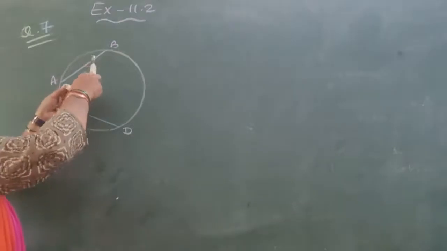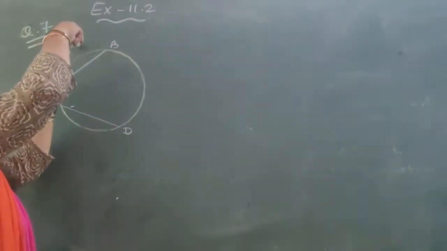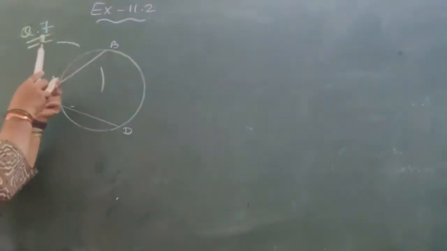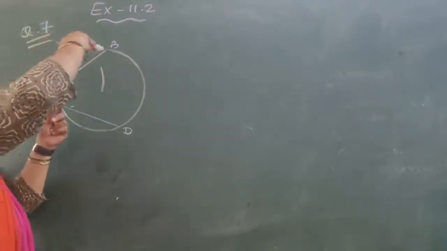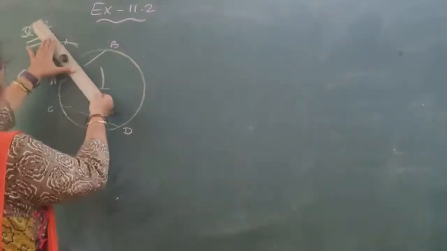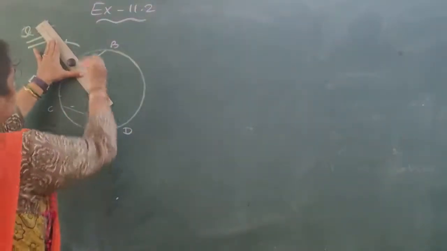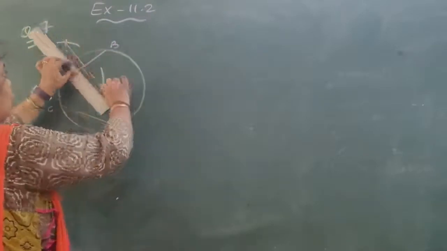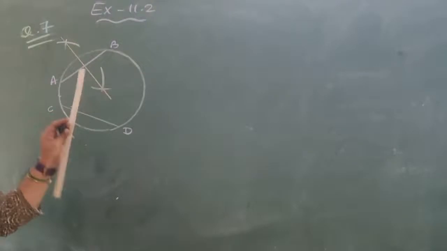So for the perpendicular bisector, again more than half, from upper side, downward side, from center A, from center B, upper side and downward side. Now I have to join this. Okay, so this is the perpendicular bisector for AB. This is the perpendicular bisector of AB.